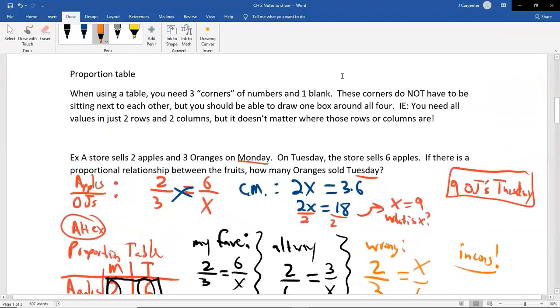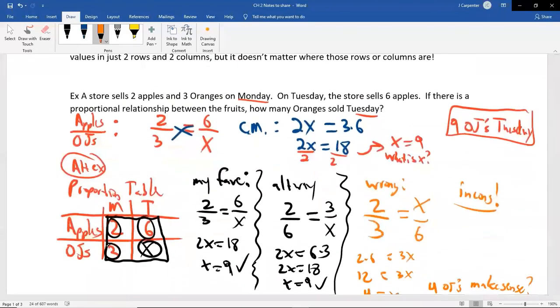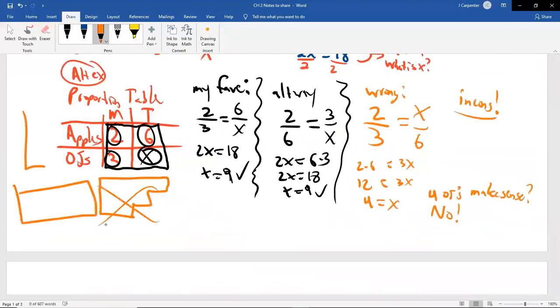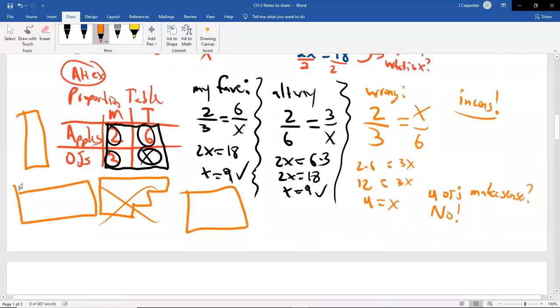Again, these instructions say these corners do not have to be all sitting next to each other, as long as you can draw that box around 4 corners where 3 of them have numbers. Now, when I say box, I mean a box. I don't mean something that looks like this. That's not what I mean. You have to draw a rectangle. It can be a tall rectangle, it can be a wide rectangle, it can be a perfect square, but you can't zigzag. It has to be a quadrilateral box.